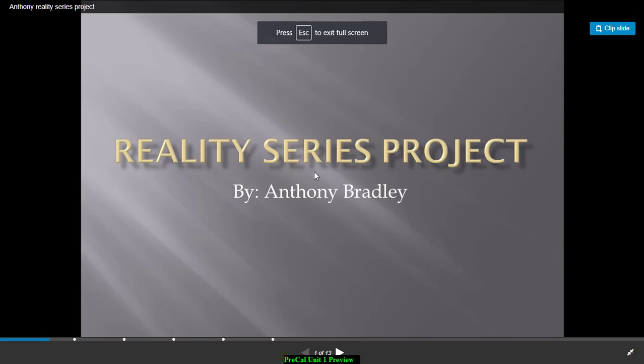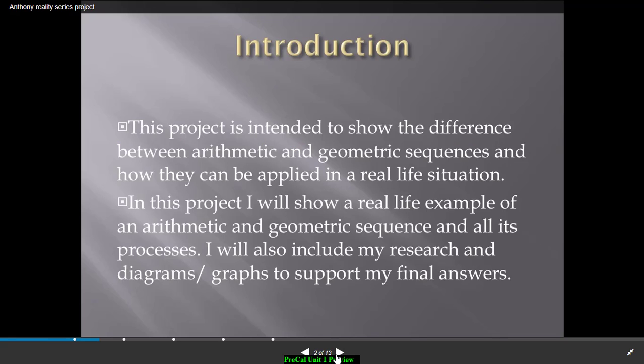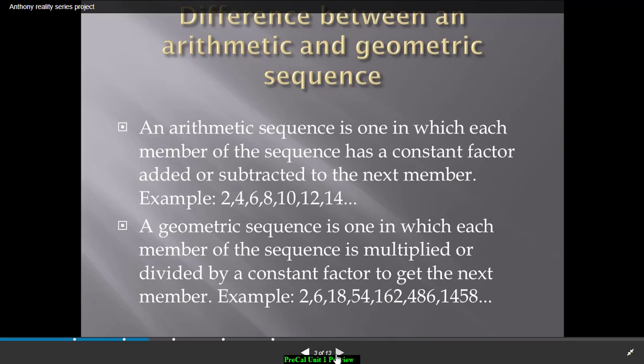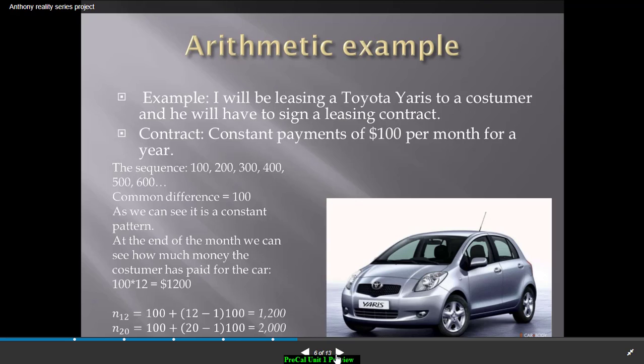So the project in this one is done by Anthony Bradley, and he put together a PowerPoint project that looks like an introduction of what the project is, how the sequences and series are defined, the example of an arithmetic sequence and a geometric sequence and the differences between them. He goes through and defines his arithmetic sequence. He did an automobile and the depreciation of the car as we go through it. So he gave an example.